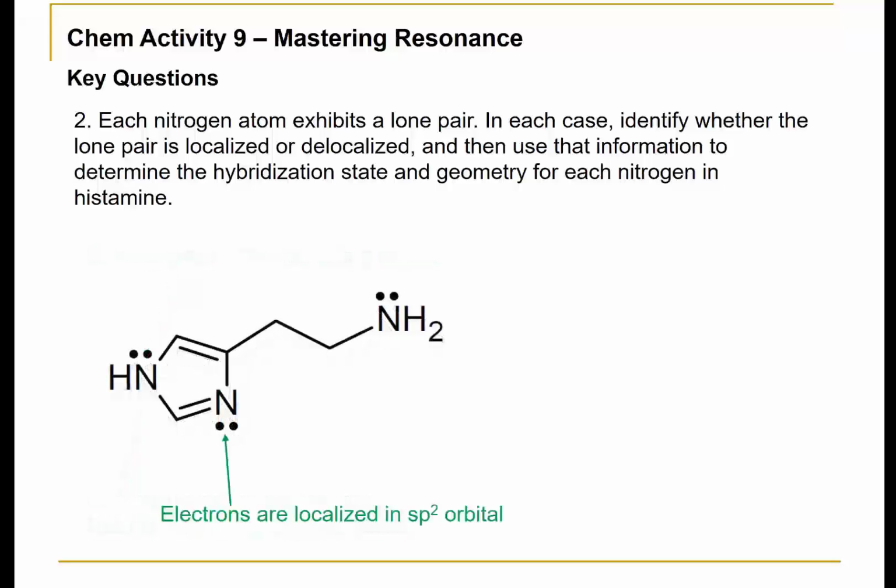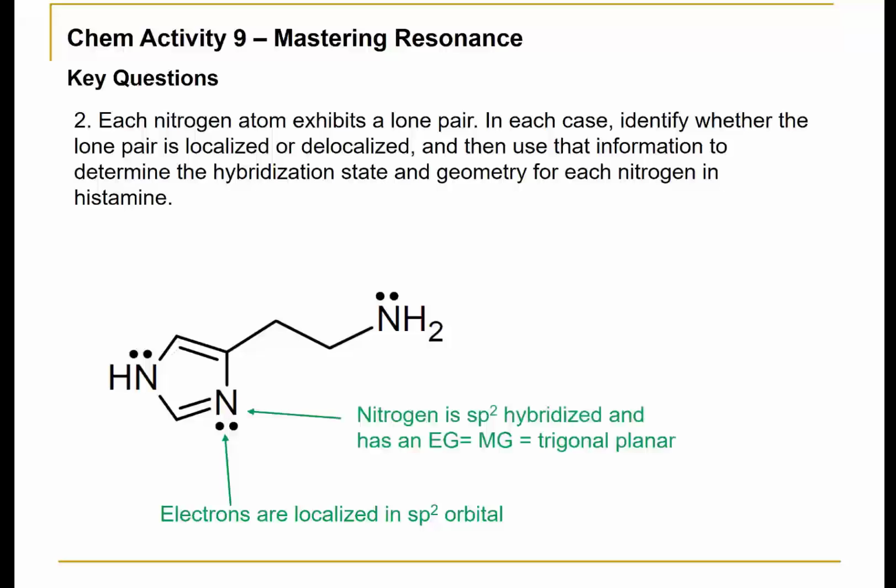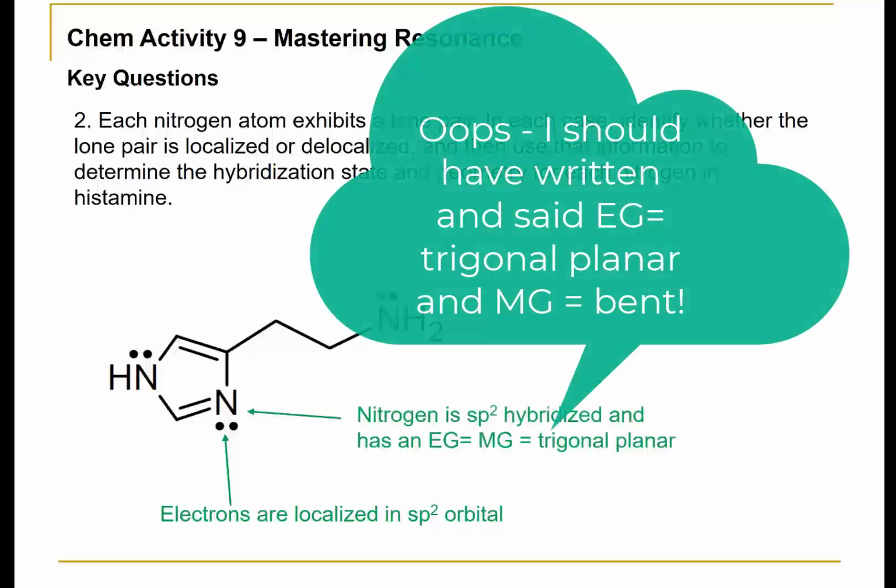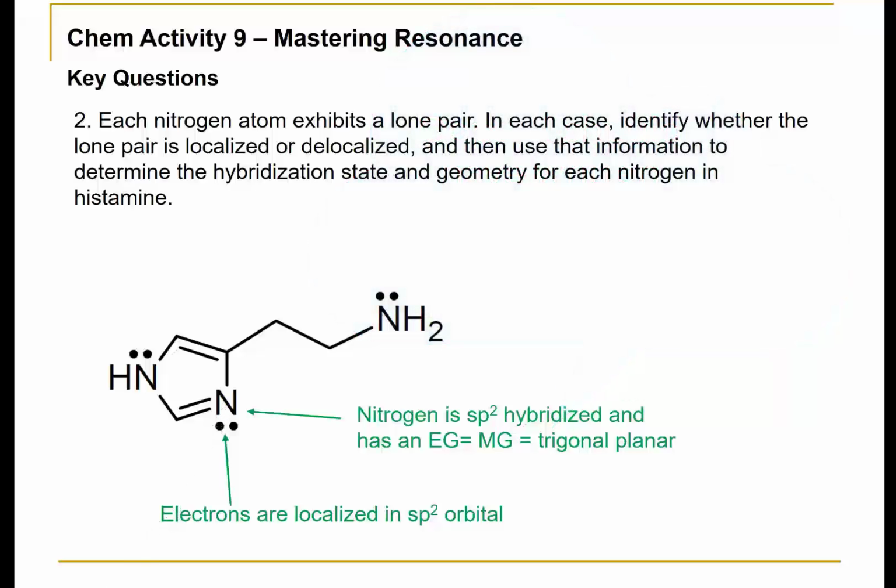In our second example, we'll focus on this nitrogen. We would say the electrons are localized in this case. Note this is an example of where the nitrogen is already sp2 hybridized. It's already making a pi bond. So this lone pair of electrons is indeed localized. We would also say the nitrogen is sp2 hybridized, and both the electronic and the molecular geometries are trigonal planar. So both this nitrogen and this nitrogen are trigonal planar, but for different reasons.